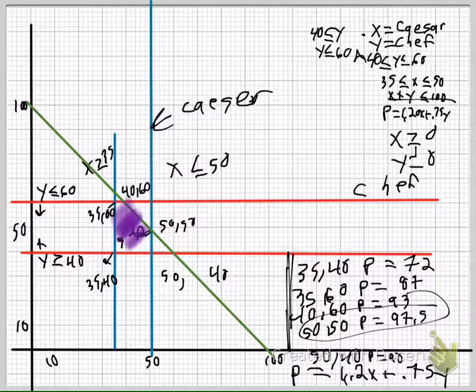Which means that my max profit of $97.50 under these circumstances will be accomplished when I make an equal number of chef salads and Caesar salads.